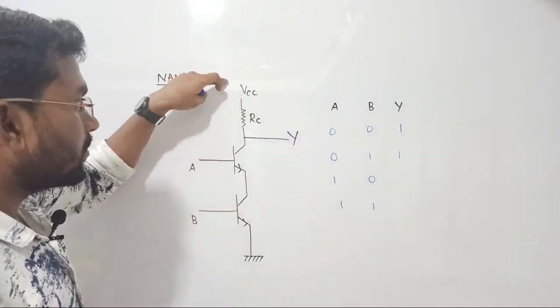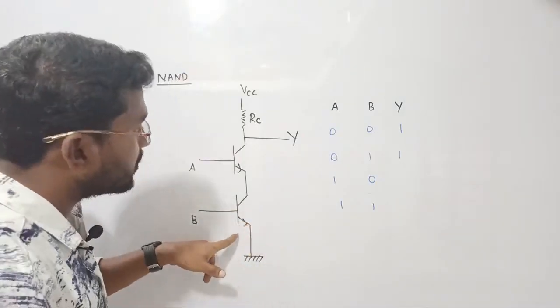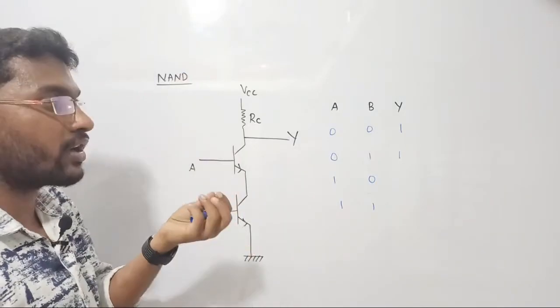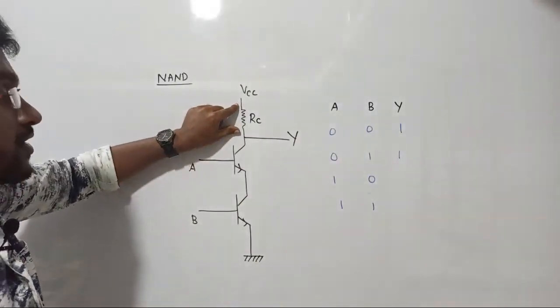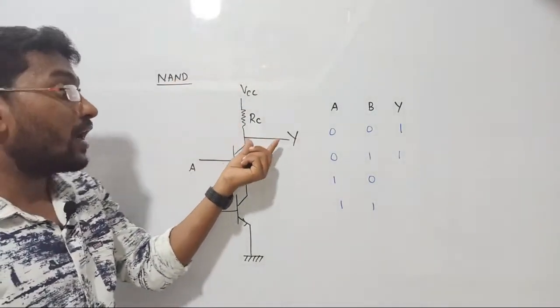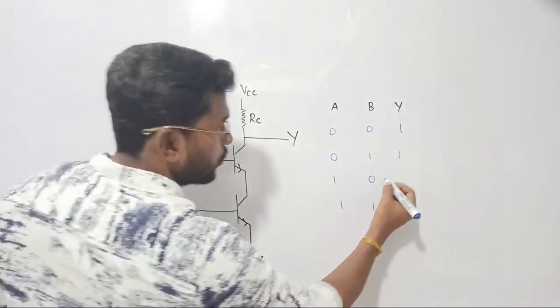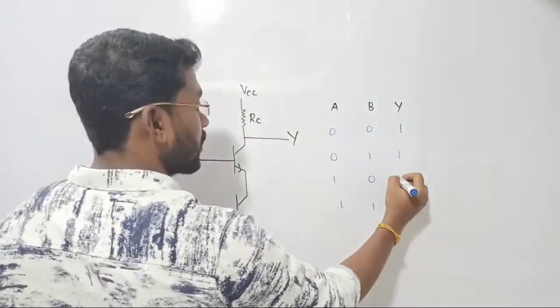Again VCC will be there, current flow won't be there because it is open circuit. In open circuit, current will be 0. If current is 0, then there is no drop across the resistor. If there is no drop across the resistor, then this voltage will be reflected across the output. Yes, output is going to be what? 1. For both, give 1 1.